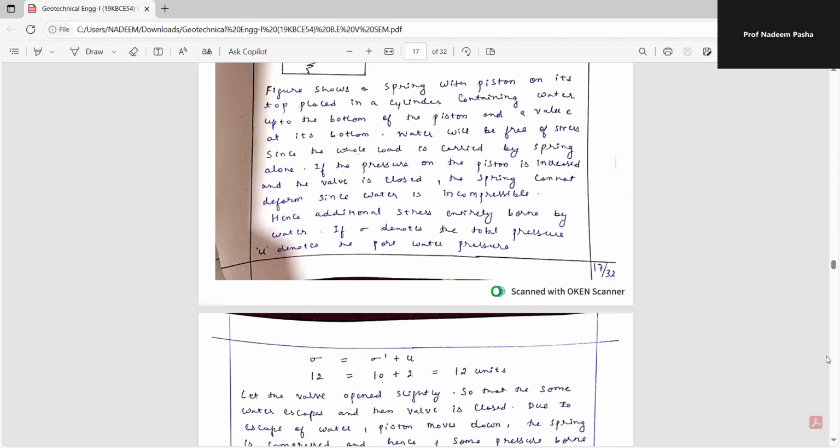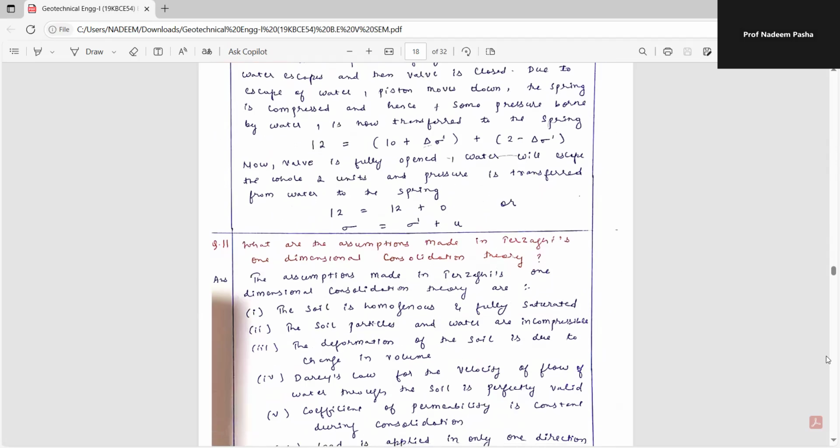Let the valve open slightly so that the water escapes, and then the valve is closed. Due to escape of water, the piston moves down. The spring is compressed and some pressure borne by water is now transferred to the spring. Now the valve is fully open. Water will escape, the whole two units, and the pressure is transferred from water to the spring. So sigma equals sigma dash plus 0.